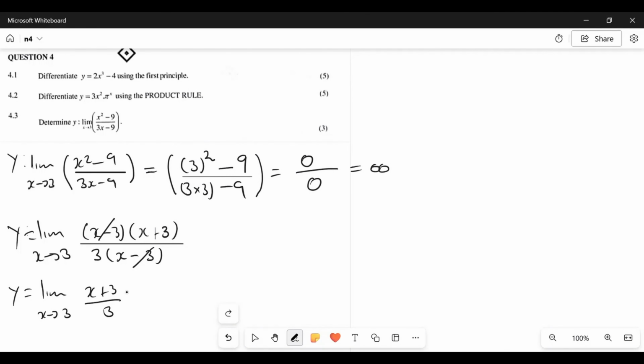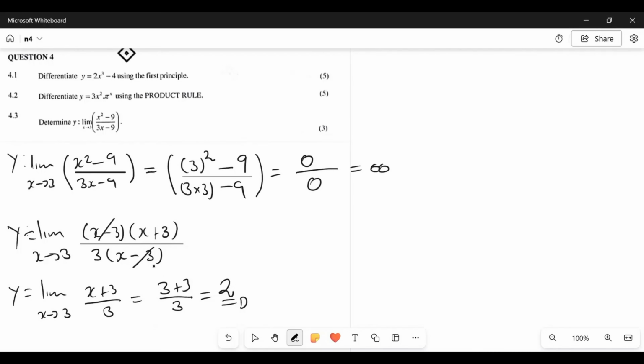So when it's like this, we can do direct substitution. Wherever there is x, I'm going to substitute with 3. We have 3 plus 3 divided by 3. So 3 plus 3 is going to give us 6. Divided by 3, that is going to give us 2. So guys, this is our limit. Our limit is actually 2.